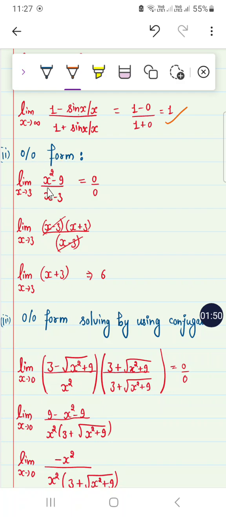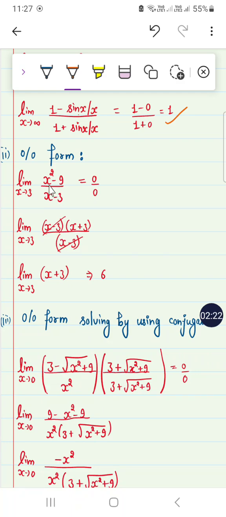What is the 0 upon 0 form? If you have x square minus 9 upon x minus 3, for taking the limit, if you take the limit of this function directly, that gives you 9 minus 9, it is 0, and 3 minus 3, it is 0, right? So 0 upon 0. We want to determine the limit of this function, but it does not exist, it forms 0 upon 0 form. So after taking some other tricks, what is the trick?